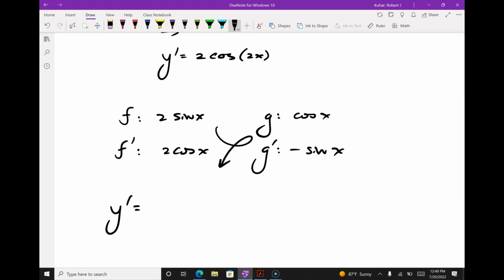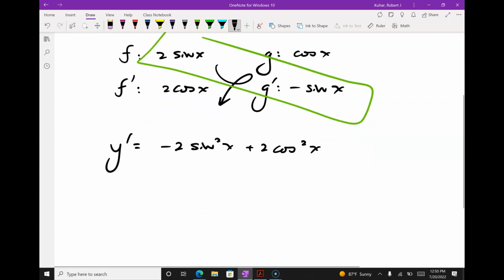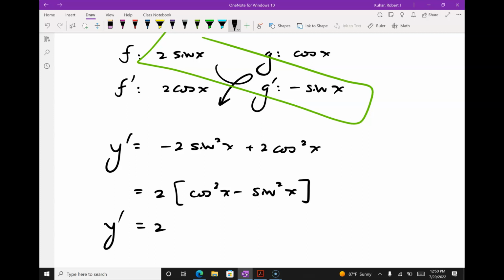So my y prime is negative 2 sine squared x, right? You agree with me there? Plus 2 cos squared x. I can factor out a 2, and I get cos squared x minus sine squared x. That one should be memorized as well. What's that identity? Cosine 2x, very good. Same answer.